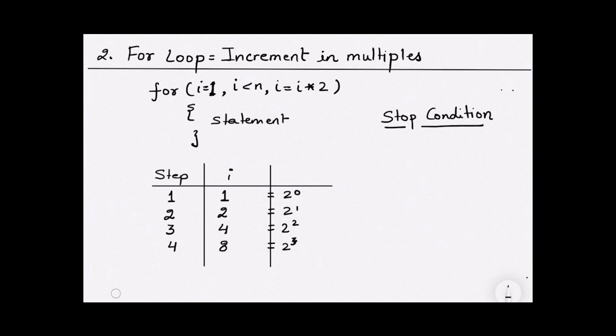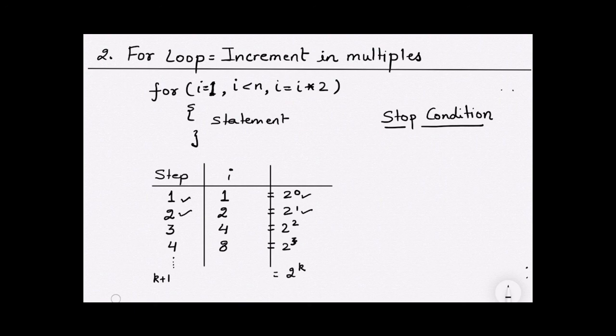Now we see that the power of 2 was 0 at the first step. The power of 2 was 1 at the second step. So let us assume that the loop is executed for k plus 1 times. The value of i reaches 2 raised to the power of k.